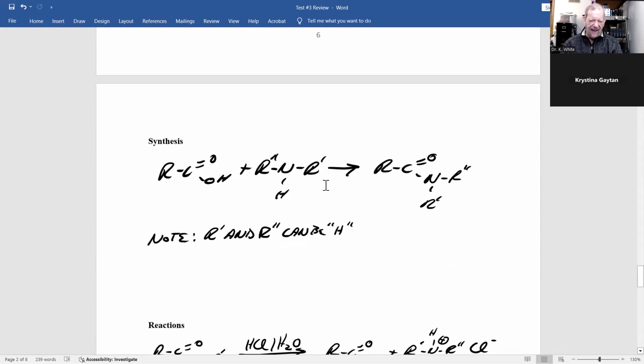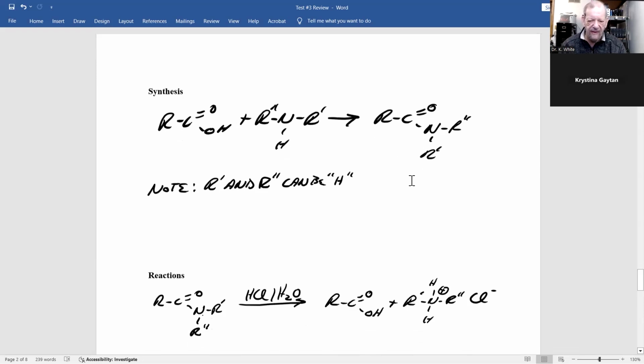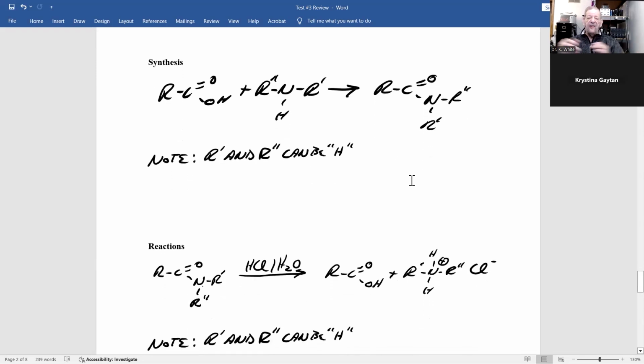How do you make an amide? You take a carboxylic acid and react it with either ammonia, where R prime and R double prime are hydrogen, or a primary or secondary amine. And I worked in this industry too. And you form an amide. Remember, R prime and R double prime, one or both or none, can be hydrogen. And remember, nylon is an amide. My hair is amides. I'll teach you this later on. And your skin is a huge amide.